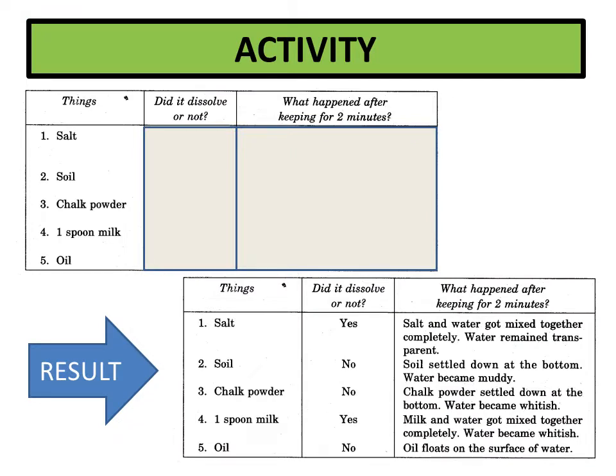We have an interesting activity related to solubility. What we have to do? We have to make a table like this having 3 columns. In the first column, we will write the things which we have to dissolve: salt, soil, chalk powder, 1 spoon milk and oil. In the second column, we have to write if it dissolves or not. In the third column, what happens after keeping for 2 minutes. After doing this experiment, you will come to know what are the things which dissolve and what are the things which do not dissolve in water.